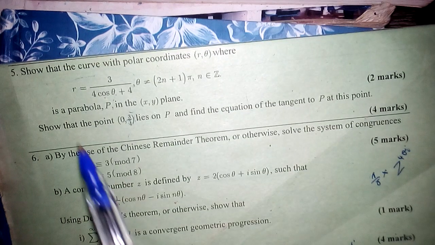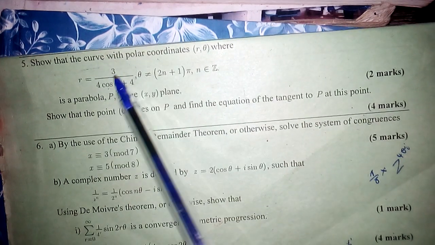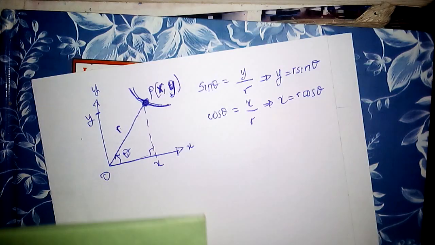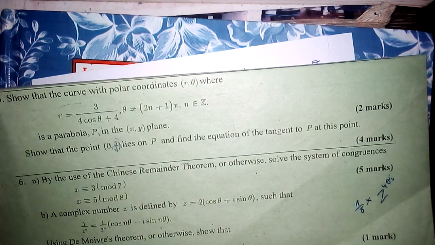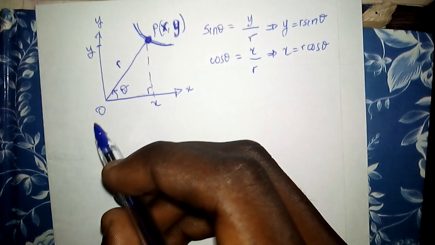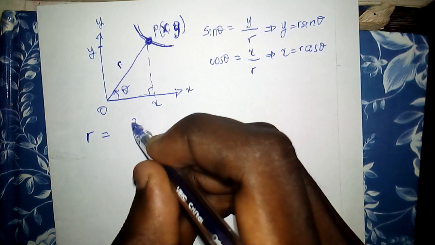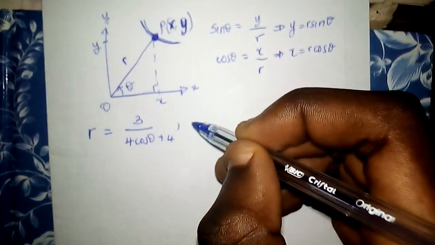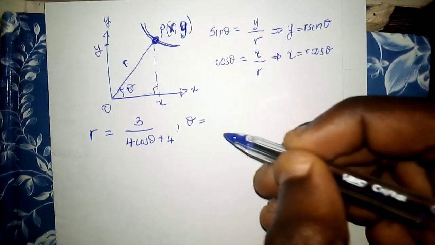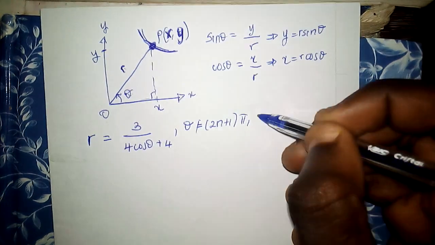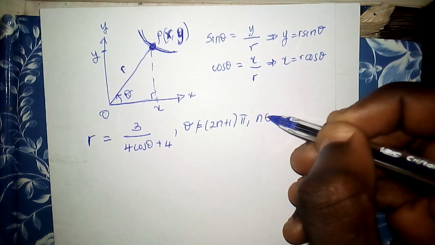So let's get back to our equation. We are going to convert this equation to an equation in the Cartesian plane. Alright, so our equation is r equal to 3 divided by 4 cos theta plus 4. So this is our equation. We have r is equal to 3 divided by 4 cos theta plus 4. The domain of definition, theta is different from (2n plus 1) pi, where n is an integer.